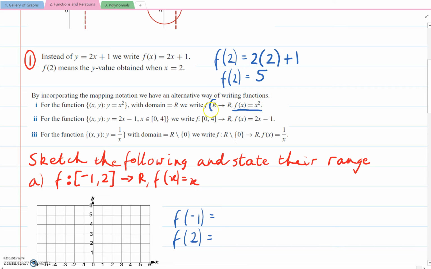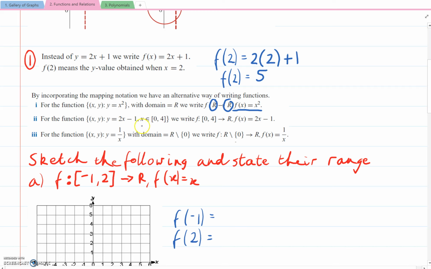This is the domain, so whatever the domain is goes there. And for the moment, I don't think you'll have anything other than R here. It's basically meaning all real numbers in the domain. So in this case, our domain is all real numbers, so of course it's all real numbers anyway. But this next example probably makes a bit more sense.